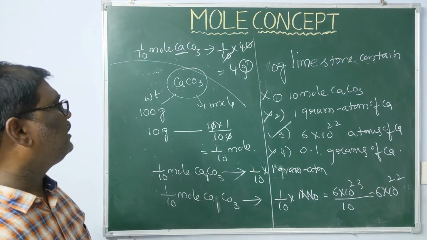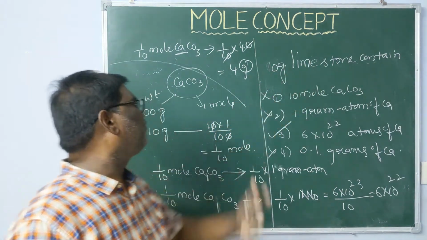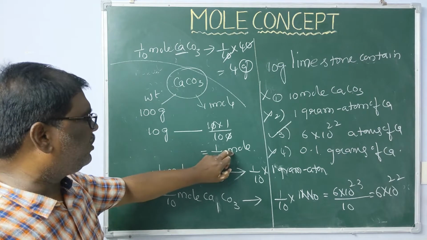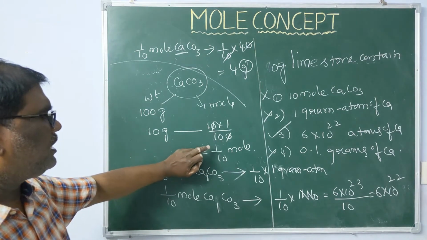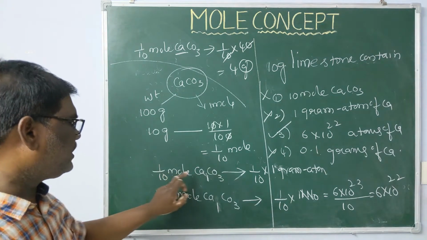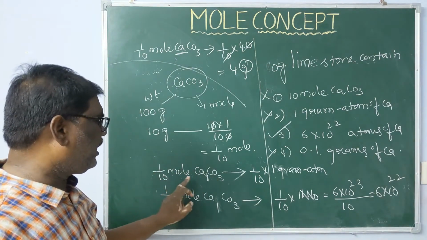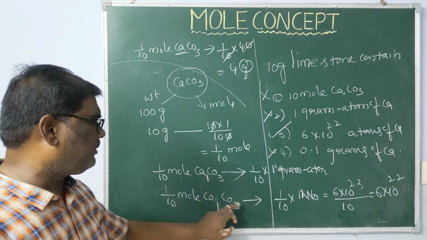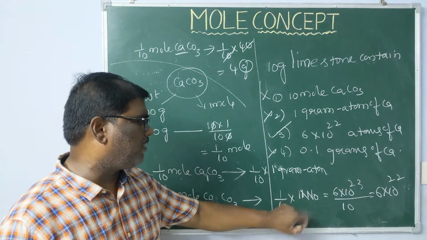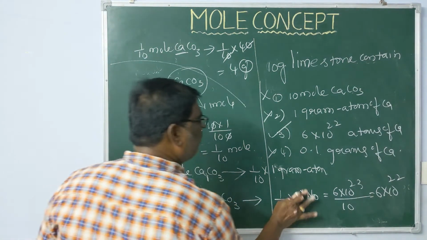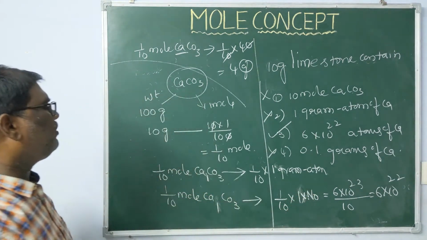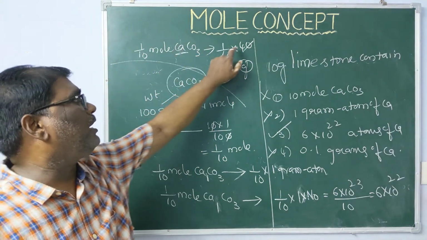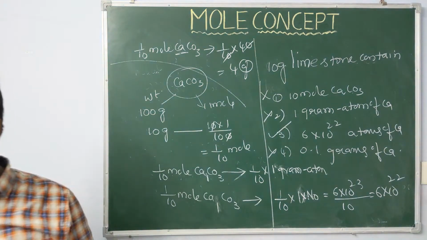I repeat once again. The data given is 10 grams of limestone. So for 100 grams how many moles are there? 1 mole. For 10 grams there are 1 by 10 mole. Now we have to take the data based on 1 by 10 mole. 1 by 10 mole CaCO3 contains how many? 1 by 10 into 1 gram atom of calcium. Similarly, 1 by 10 mole of CaCO3 contains 1 by 10 into Avogadro number of calcium atoms. Now finally 1 by 10 mole CaCO3 contains 1 by 10 into 40 grams of calcium, nothing but 4 grams. Thus we solve the problem.